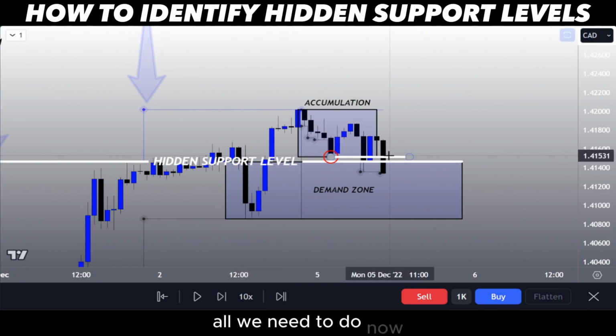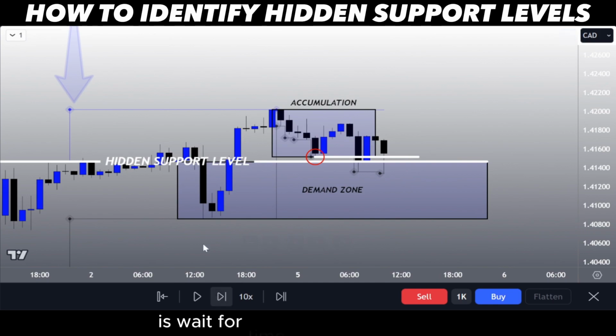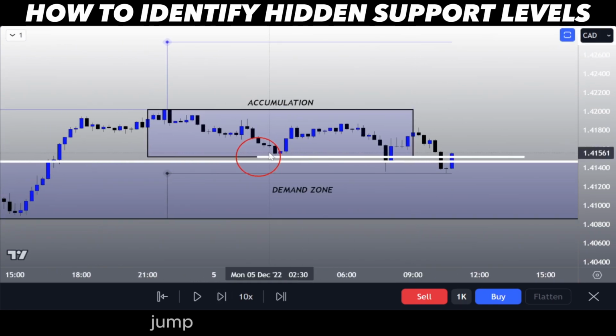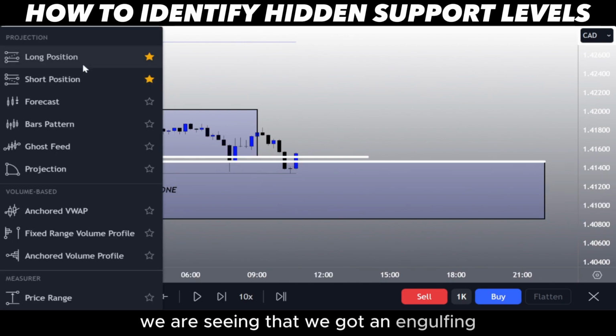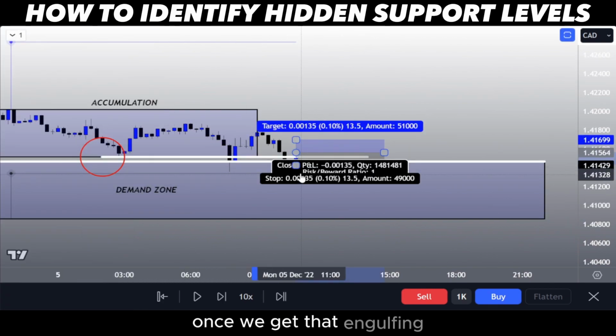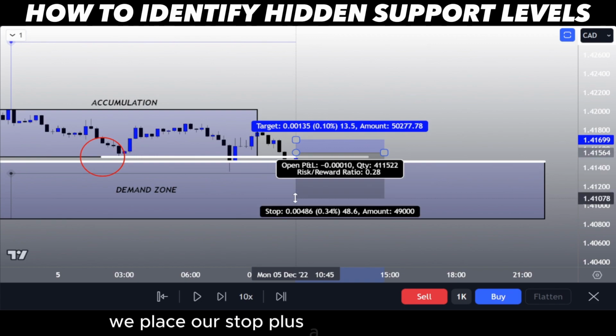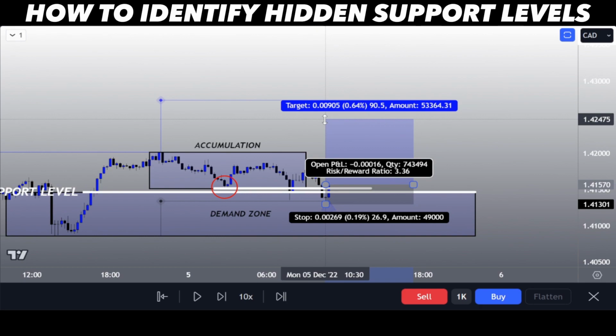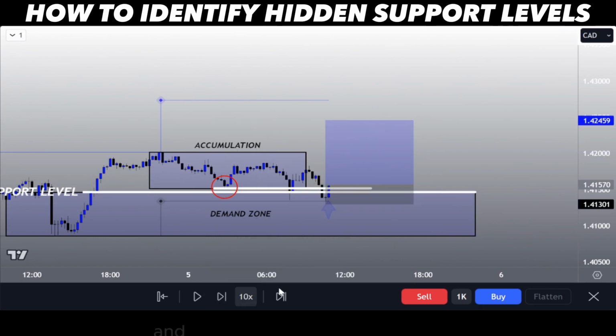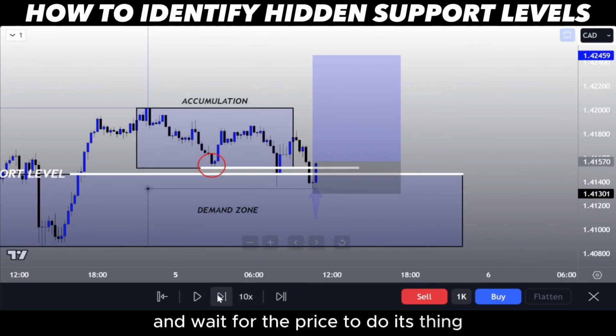All we need to do now is wait for time to enter the market. Jump down to 15-minute time frame. We are seeing that we've got an engulfing. Once we get that engulfing, we place our stop loss a little bit into the zone, aim for a minimum of 3% at least, just like that, and wait for the price to do its thing.